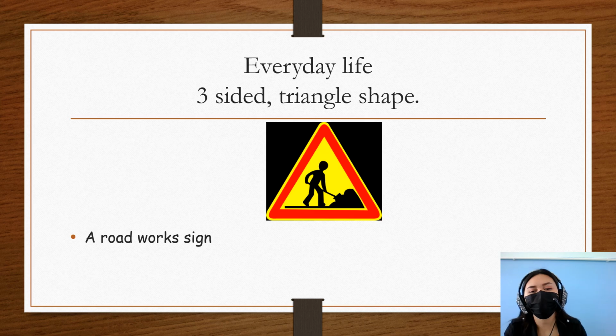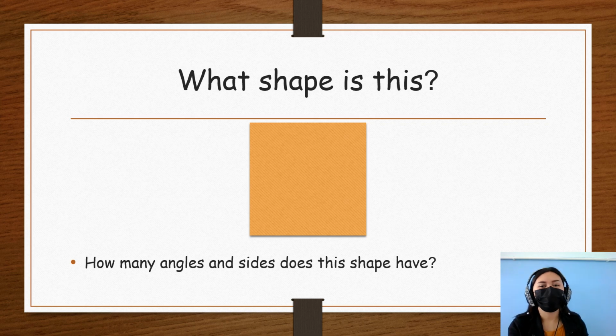Everyday life, 3-sided triangle shape. Okay, look at this one, a roadworks sign. So we can use this shape, or we can see the shape anywhere, right? We can see any triangle, different triangles, when we look around. Okay, this one, what shape is this?